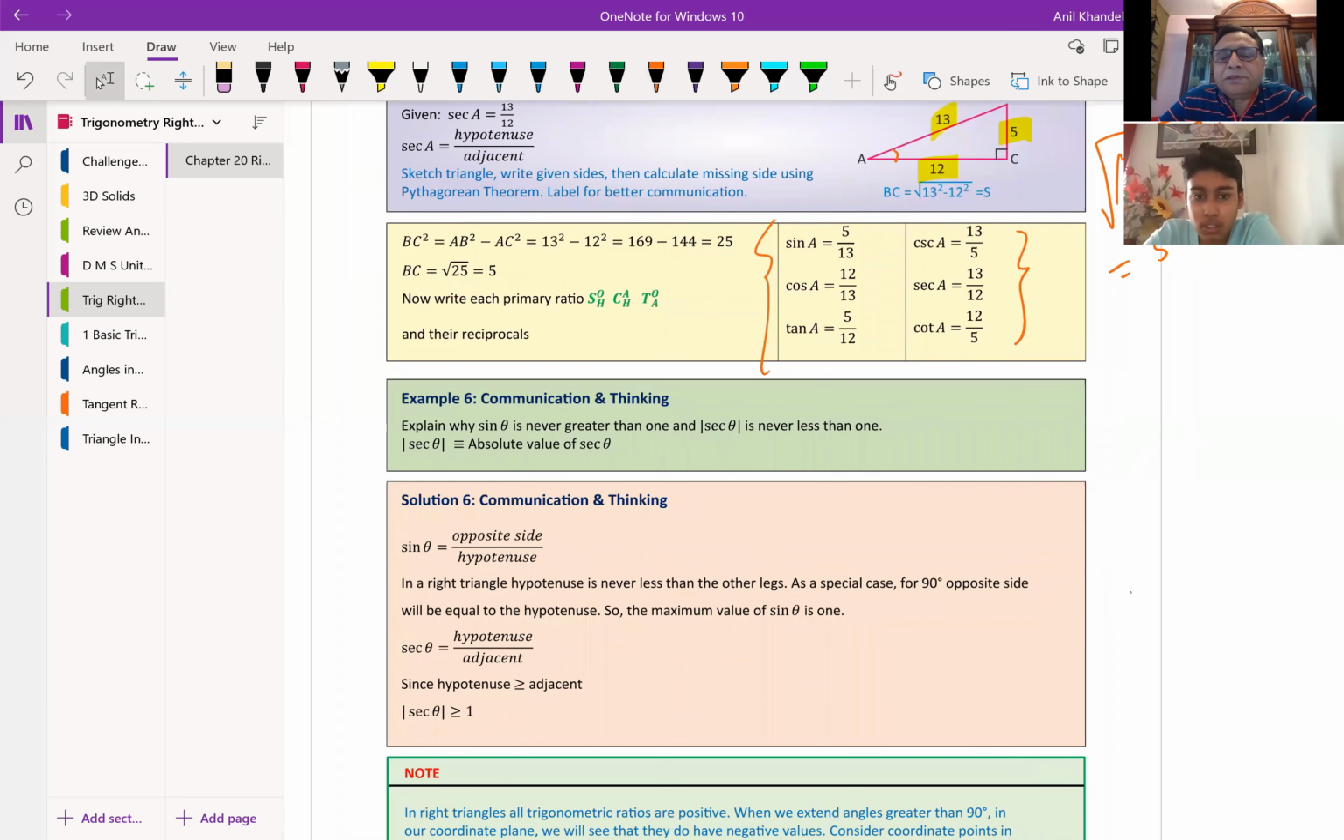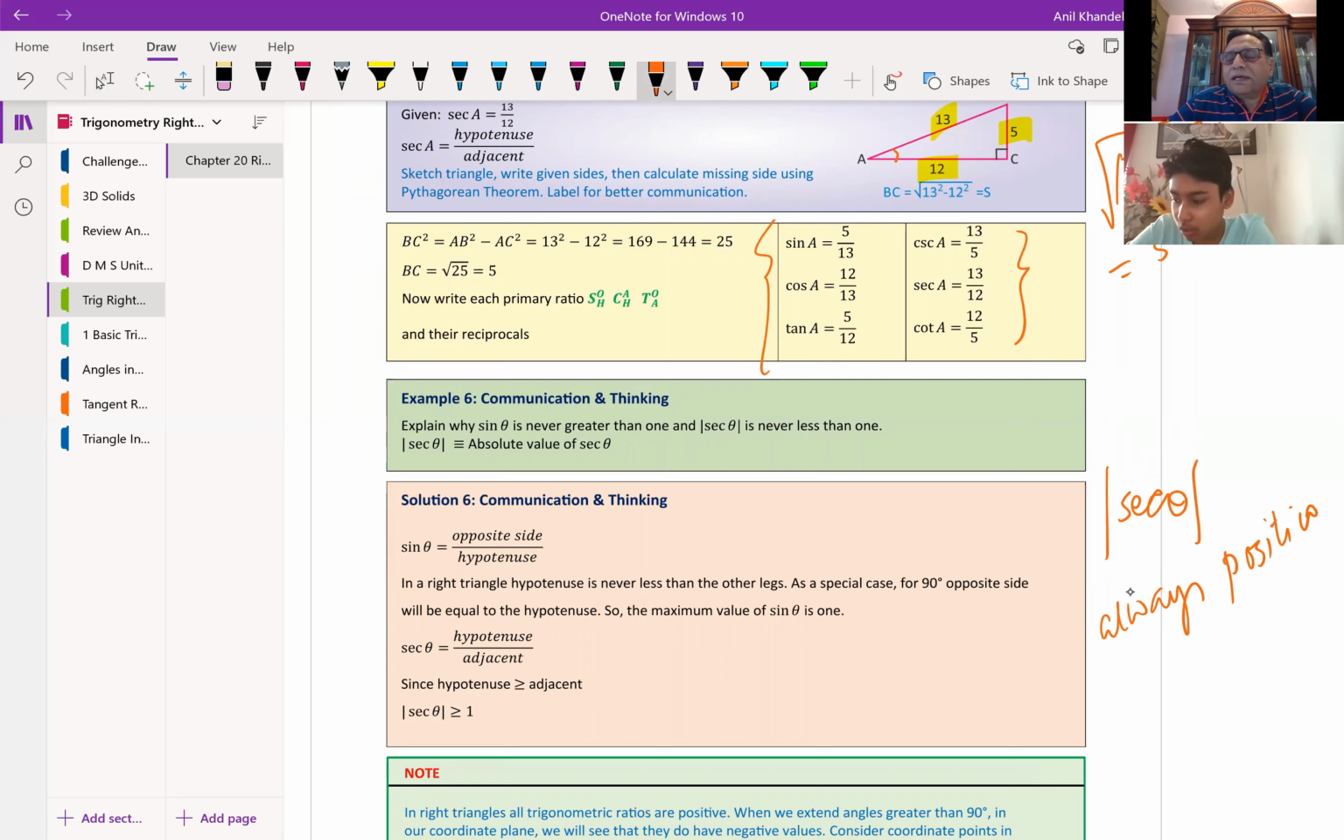Now, example number 6. Can you please read this example? Explain why sine theta is never greater than 1 and secant theta is never less than 1. Secant theta equals the absolute value of secant theta. When I write with those bars, secant theta could be negative or positive, so that makes it always positive. Is it okay? So this is called absolute value. What I'm trying to say is something like this. If I have the absolute value of minus 7, it means 7. Okay, so basically like in polynomials, right, sir? Yes, like minus 7 squared.